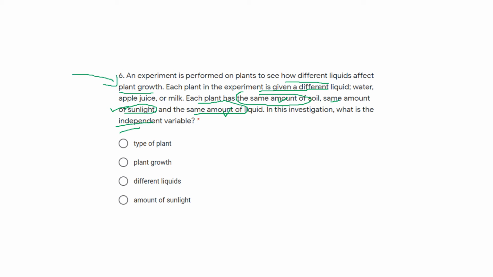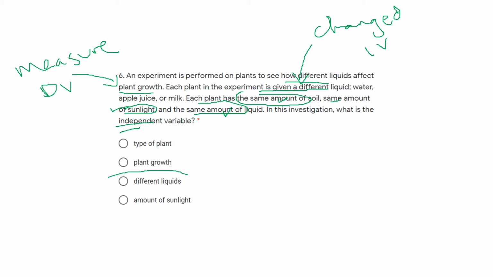Well, the plant growth will be measured. So the plant growth would be the dependent variable. They're given a different liquid. That means the person doing the experiment is choosing to change the type of liquid. This is changed by the scientist. So this is the independent variable. So the type of liquid is the correct answer. Plant growth, dependent variable, type of plant is controlled, and amount of sunlight is also controlled.